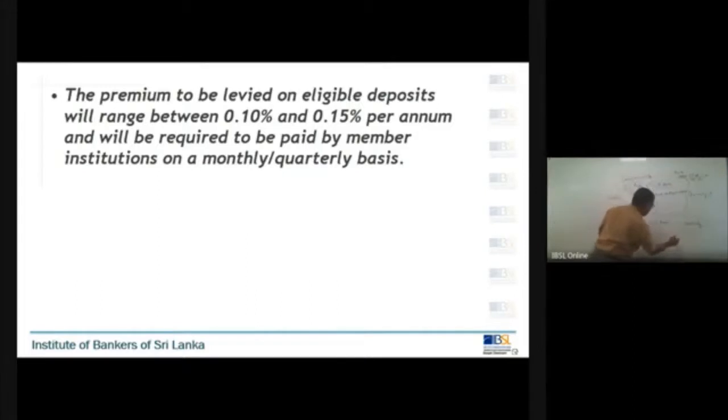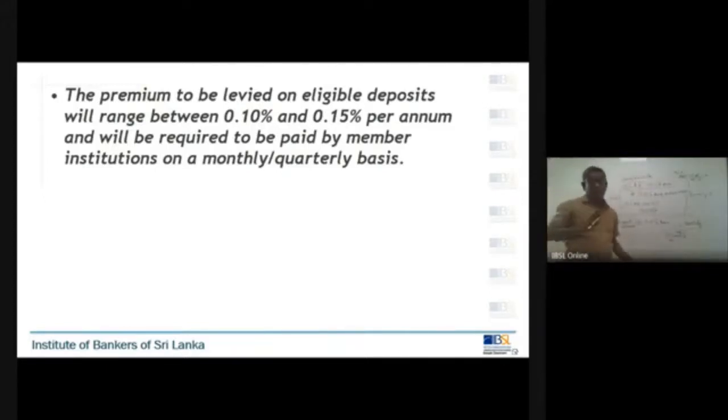So that means, say your finance company has 10 billion eligible deposit. So what is the amount? 0.15 divided by 100 into 10 billion into 12. Every month you need to pay. Right. Okay.